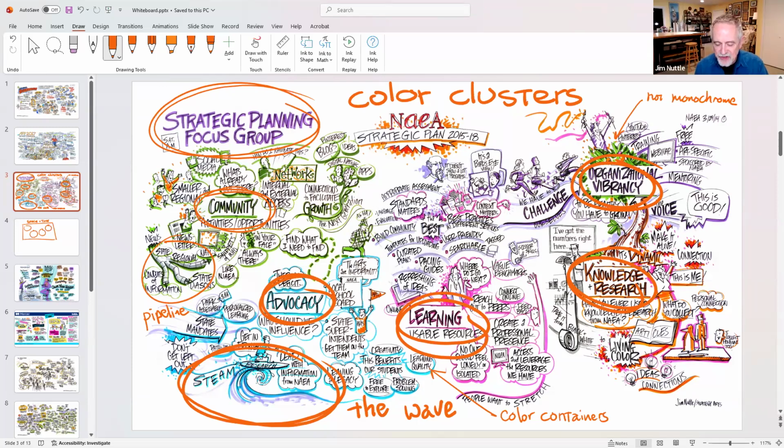But then, get over there to knowledge and research, and I sort of went to town there with our madman-looking mathematician with the scroll and the graphs and the charts, very contrasting, because this was an organization of arts educators. So the idea was contrasting the quantitative data in the research with the actual lived experience of most art educators. Anyway.